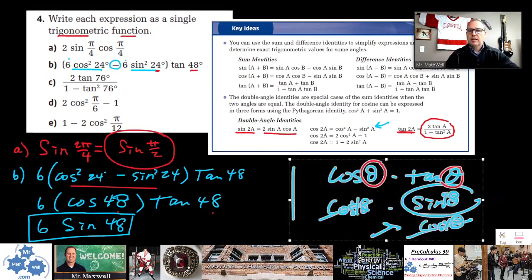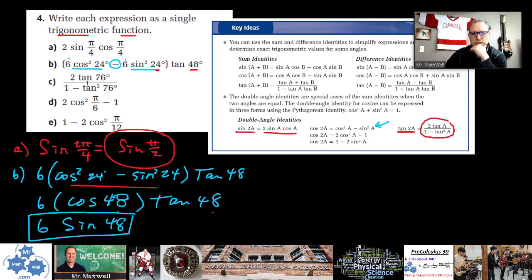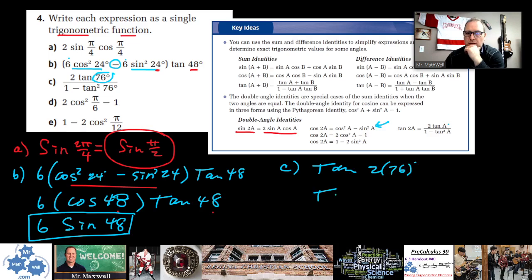Maybe I'll do C over here, make some space. So C says 2 tan 76 over 1 minus tan squared. Does that ring true? You know what? That looks like this over here. That looks very similar. Is it pretty much exactly the same? 2 tan A over 1 minus tan squared A. Yeah, it's the exact same thing. So C, you don't have to do much work here. If this is A, so 76 is A, I can write this as tan of 2A, or 2 times 76. So what's that? Tan of 152 degrees.